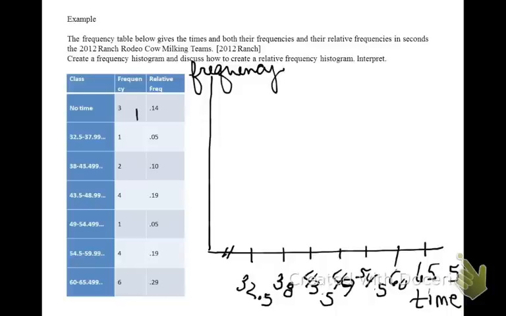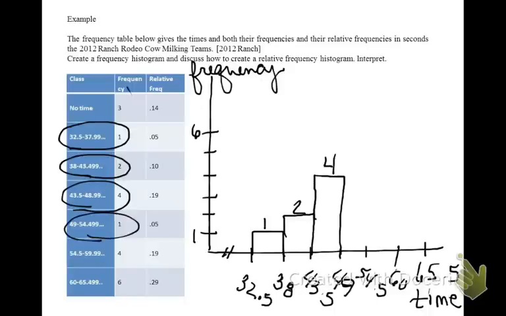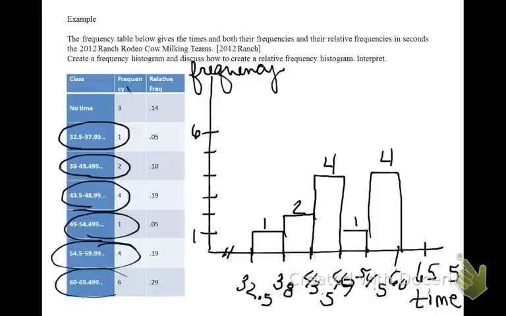If you look at your frequency values, they range from 1 to 6. Next, you want to draw in your bar height. Next to 32.5, we have a bar height of 1. Between 38 and 43.5, a bar height of 2. You could even write in these heights here just to remind yourself. Then a bar height of 4. Then a bar height of 1. Bar height 4. And bar height 6.